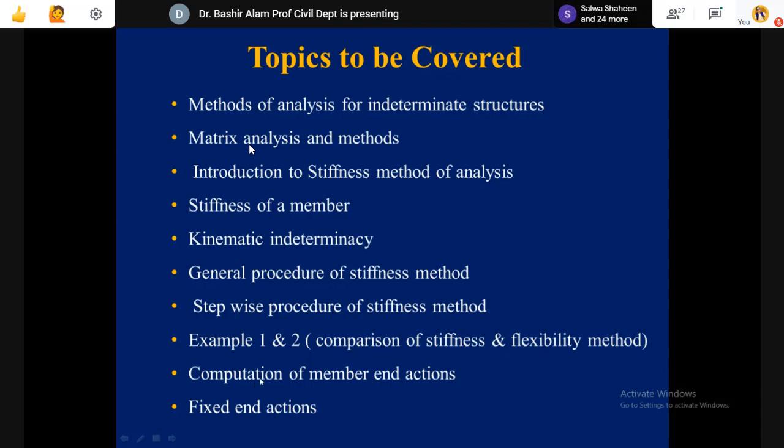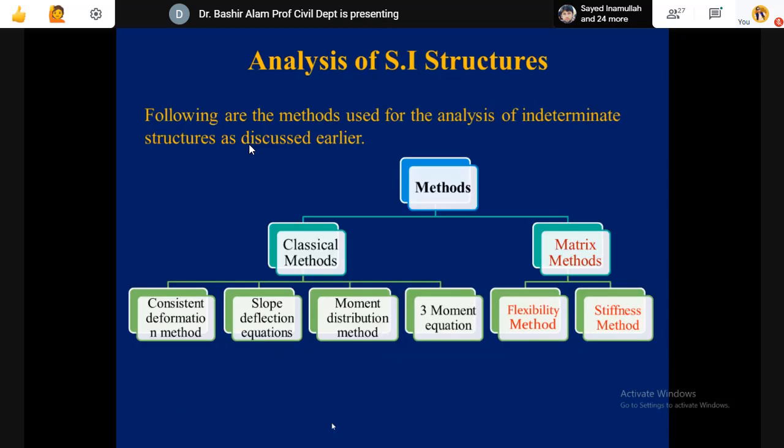We will discuss computation of member end actions, and then fixed end actions. Now, following are the methods used for the analysis of indeterminate structures as discussed earlier. We have classical methods, which you discussed in the 4th semester, and then matrix methods, in which we finished the flexibility method, and now we are discussing the stiffness method. In classical methods, you discussed the consistent deformation method, slope deflection equations, moment distribution method and the 3-moment equation.